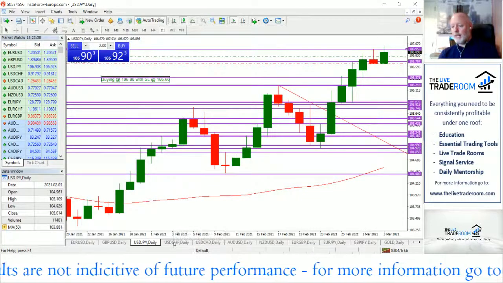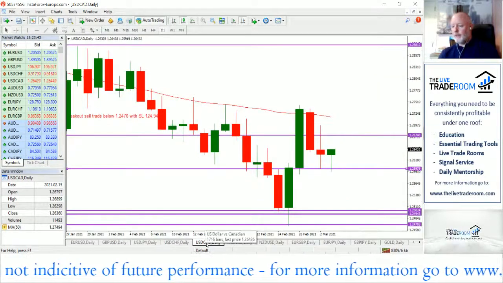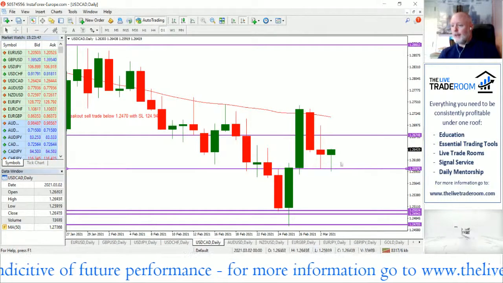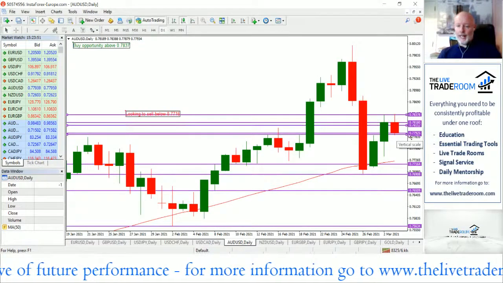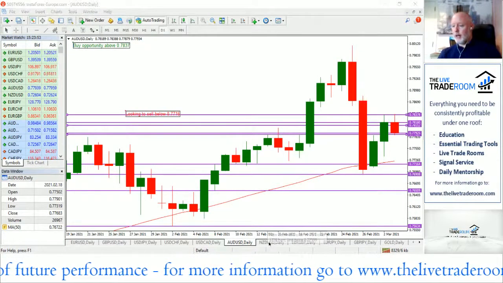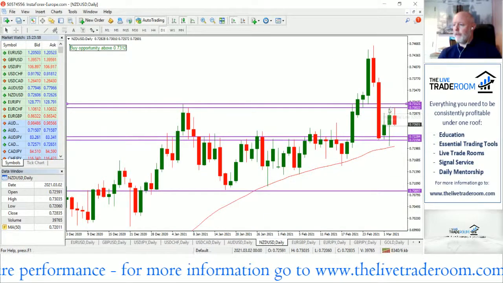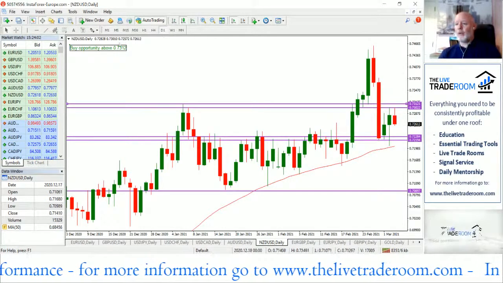The dollar yen's maintaining its strength. The dollar Swiss is pushing higher. The dollar CAD, so the dollar strengthening against all these currencies, as it is against the Aussie dollar and the New Zealand dollar. So just to clarify, Simon, we were looking for buy trades above this little handle in here, but price action has now rolled over to the downside.